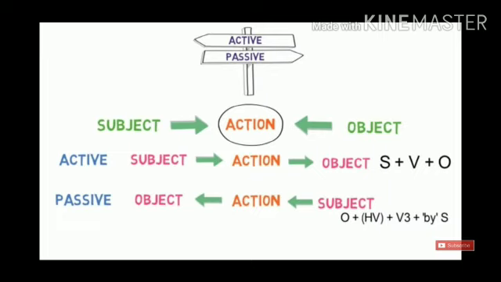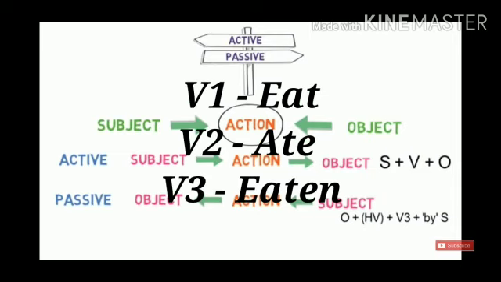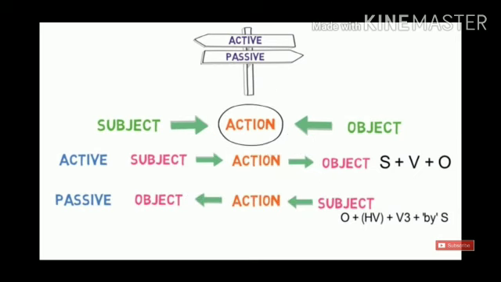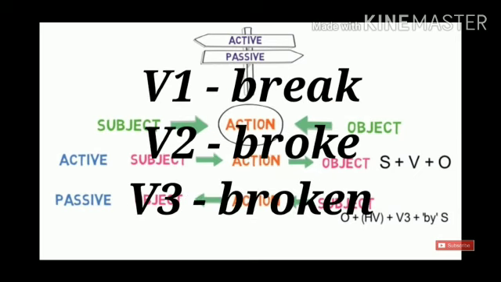Here, helping verb means be verb. Verb 3 is the third form of the verb, that is the past participle. For example, verb 1 eat, verb 2 ate, verb 3 eaten. Here the verb 3 eaten is the past participle used in the passive voice. Another example: break, broke, broken. Broken is the third form of the verb.